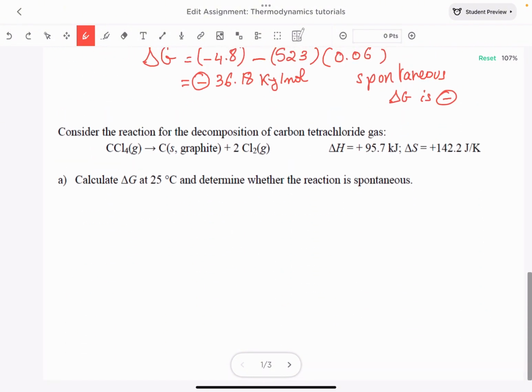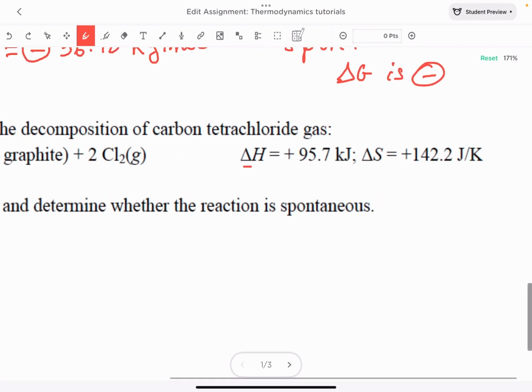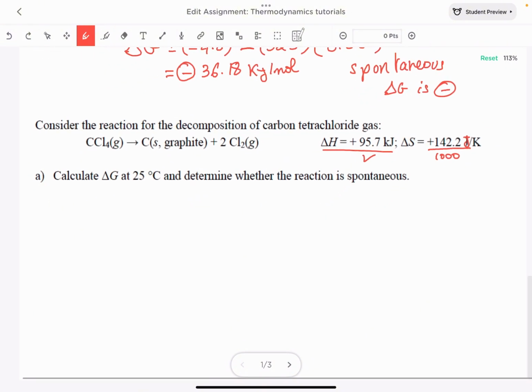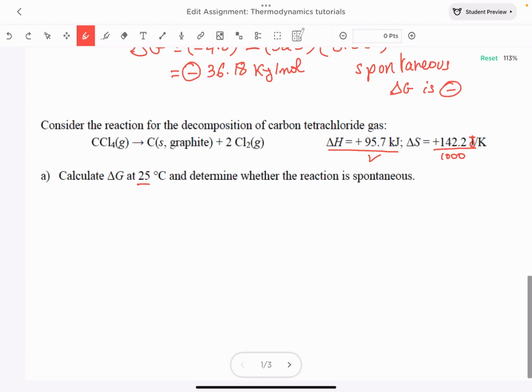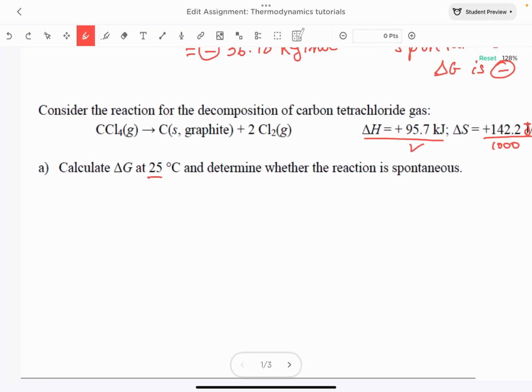Let's look at another question. So, here we go. I have here not standard. I just have delta H and delta S and delta T, not per mole, because they're not in the standard form. So we're just going to go with the formula. So here's the delta H and here's the delta S and it's in joules, so I must convert it to kilojoule by dividing by 1000. Here's the temperature. It's in Celsius. I must convert it to Kelvin.